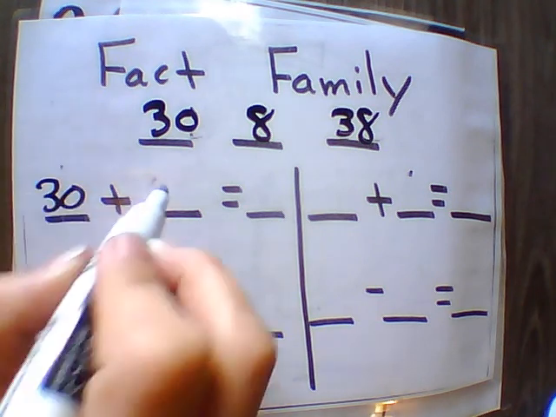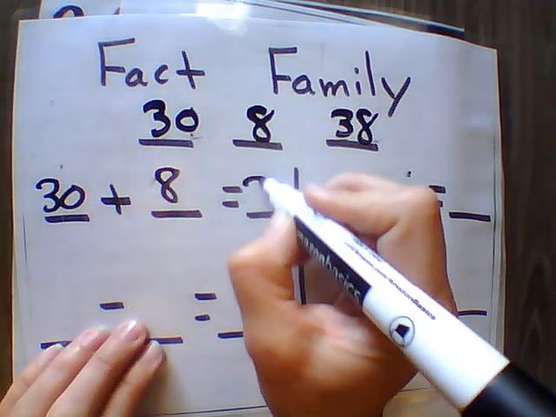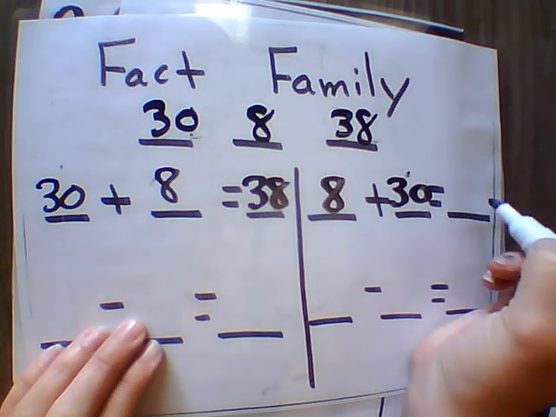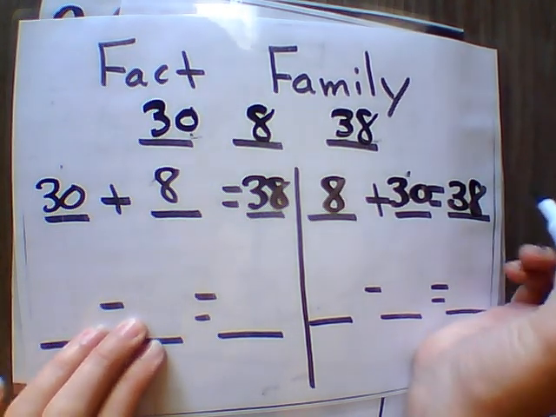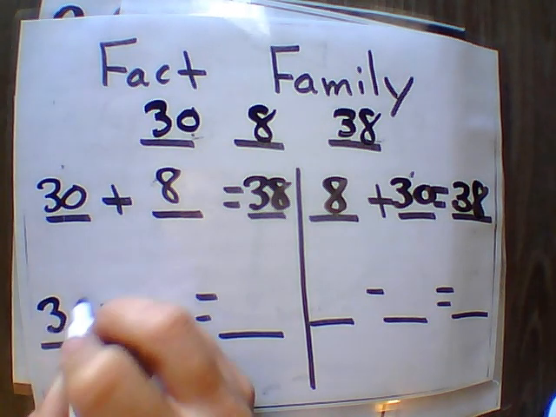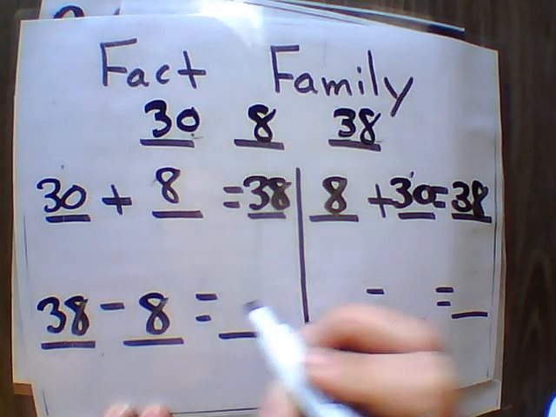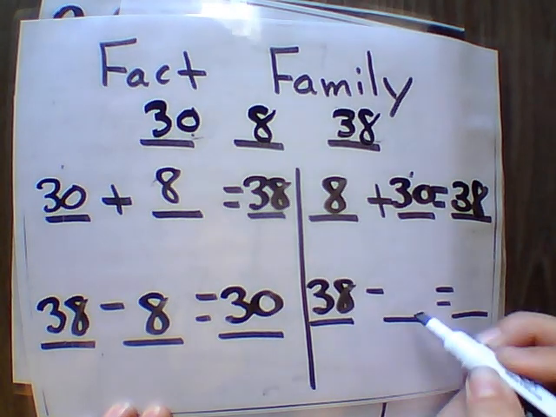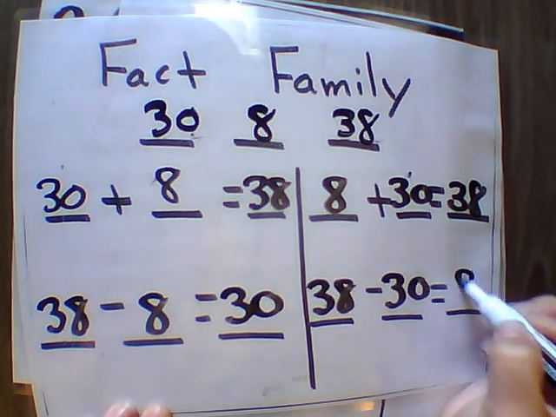Alright, so we have 30 plus 8 equals 38. 8 plus 30 equals 38. Then we have 38 minus 8 equals 30. And 38 minus 30 equals 8.